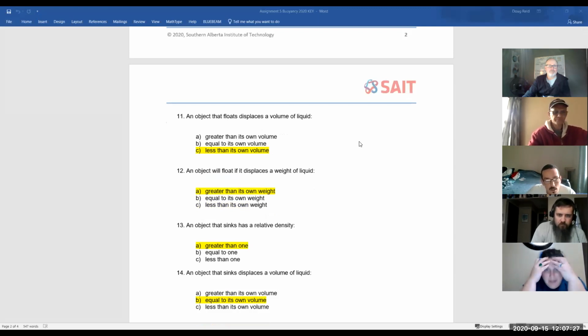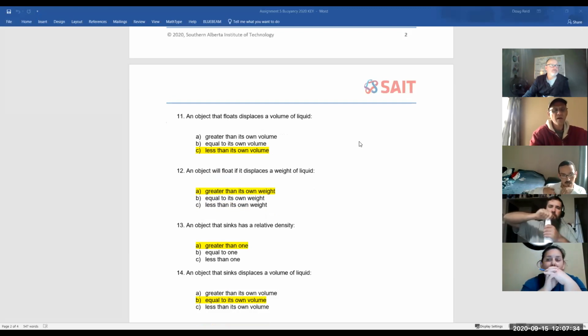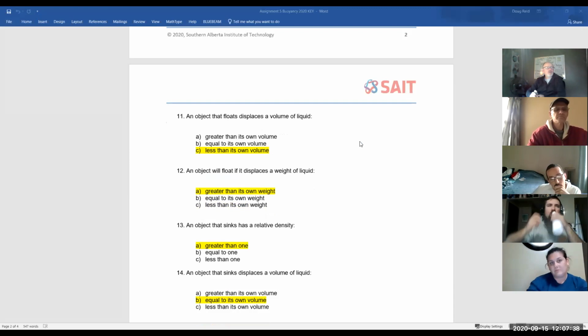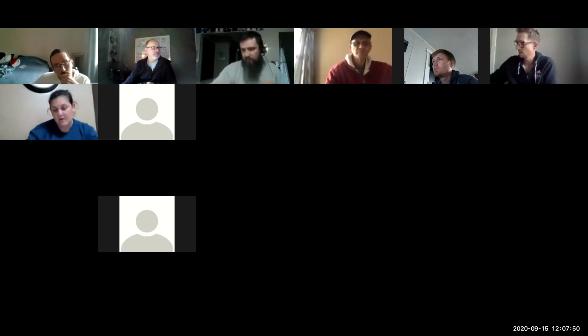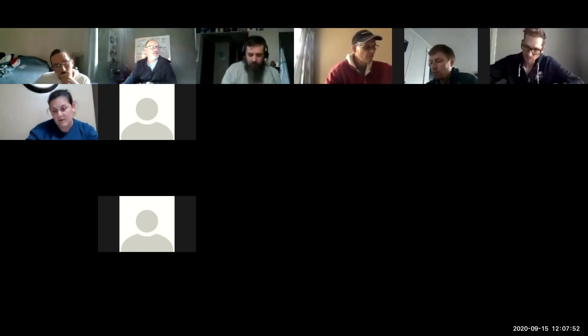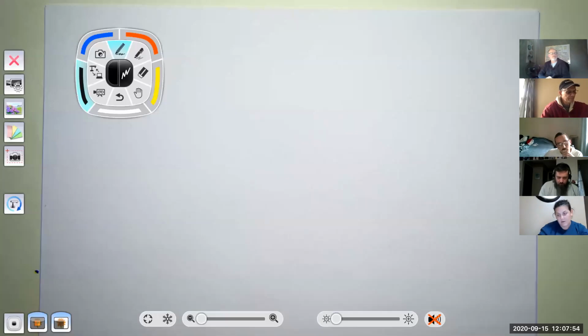Sorry, one more time. Can you explain 11 and 12 maybe? Because I keep, maybe I'm reading the question wrong. Yeah, that's where I think I probably would have got mine wrong too. Number 11. Like all those. Okay, number 11 says an object that floats displaces a volume of liquid less than its own volume. So let me just do that. Hang on a second. Can you see my blank paper there? Yeah.